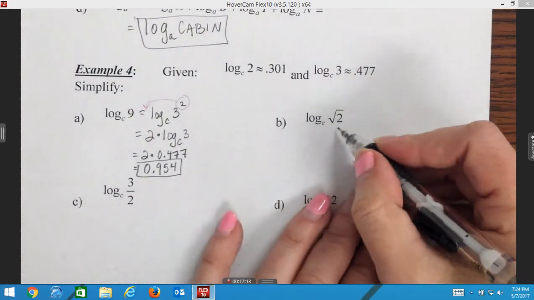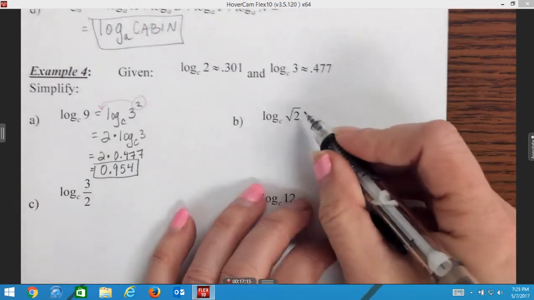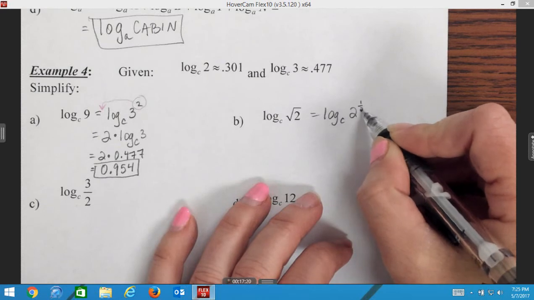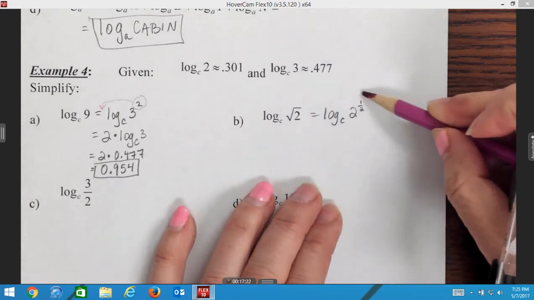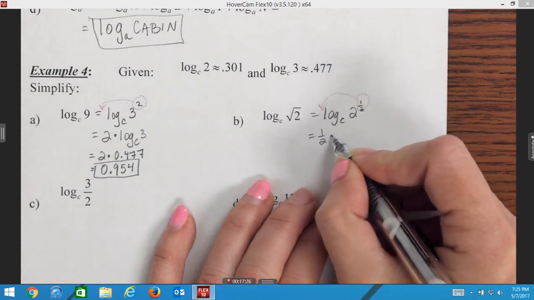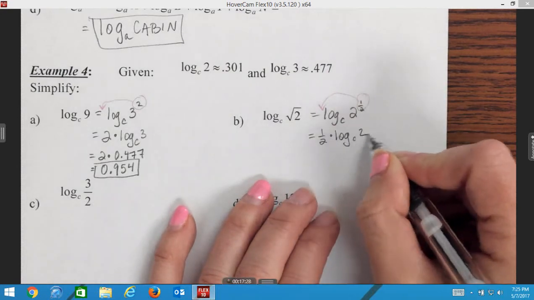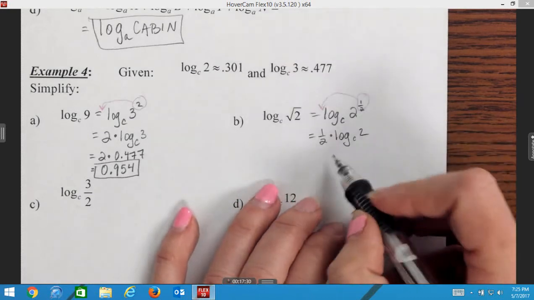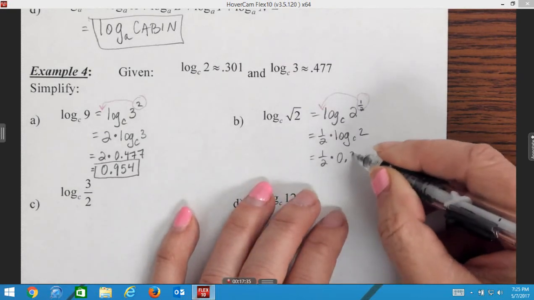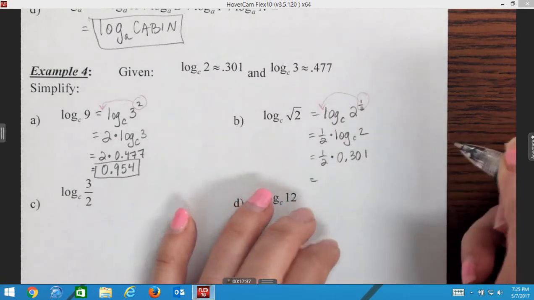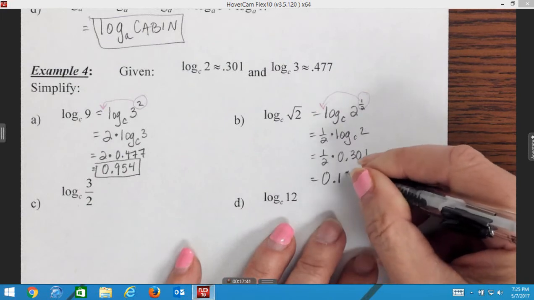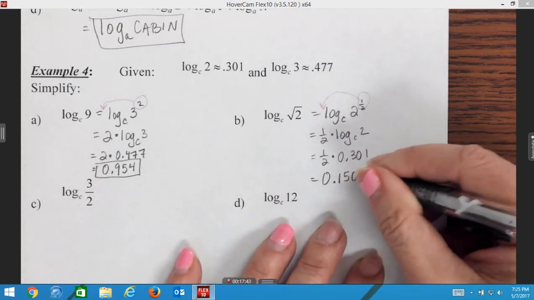Next one, we've got log base C of square root 2. I can rewrite that as log base C of 2 to the 1/2. And we're going to move that 1/2 in front and make it multiplication. So we have 1/2 times log base C of 2. And log base C of 2 is given 0.301. So we've got a half multiplied by 0.301. Multiply that out and you should get 0.1505.